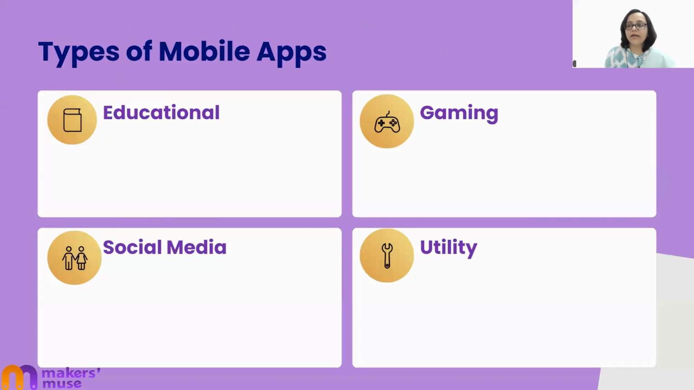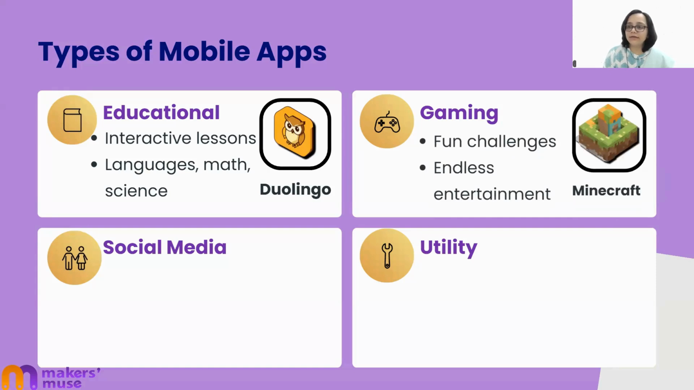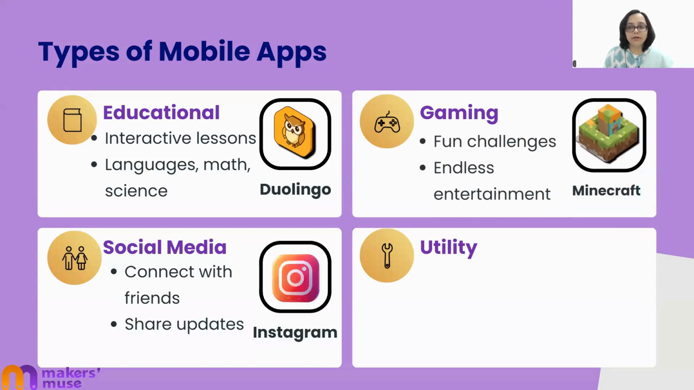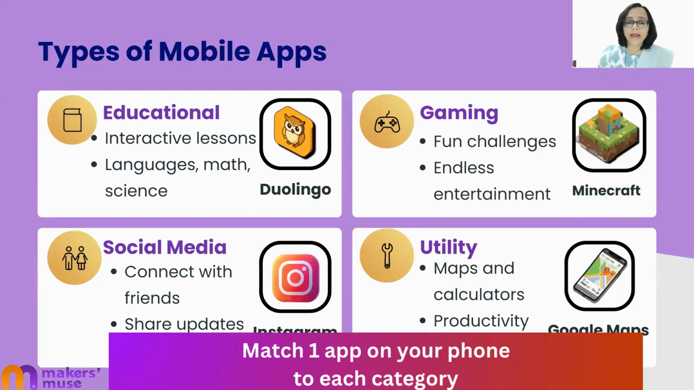Mobile apps are categorized into four main types. First is educational apps. They help us to learn, like Duolingo. Gaming apps like Minecraft entertain us. Social media apps connect us with people, like Instagram and WhatsApp. And utility apps help us in our daily tasks, like Google Maps. Now, can you match one app on your phone to each of these categories?